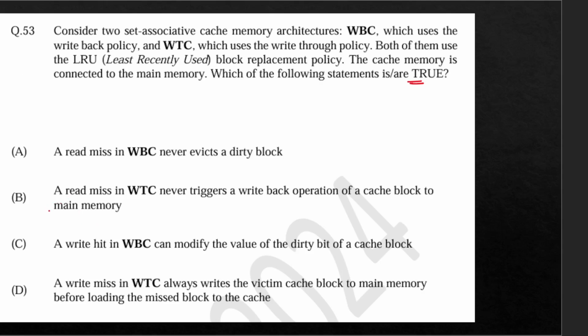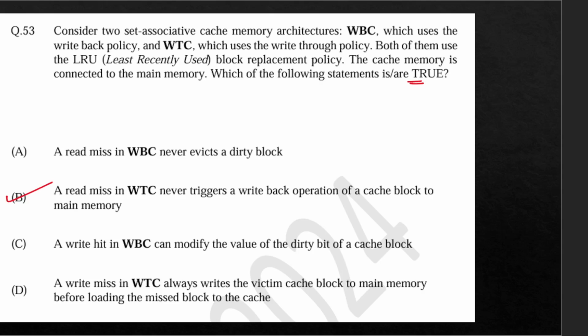Now let's see for B. A read miss in WTC never triggers a write back operation of a cache block to main memory. So in the write through policy, data is always kept synchronized. Therefore, we never need to perform a write back operation to remove any entry from the cache. And this makes the option correct because it says that it never triggers a write back, which is absolutely correct. Okay, so B is correct. Now if we talk about option C, a write hit in WBC can modify the value of the dirty bit of a cache block.